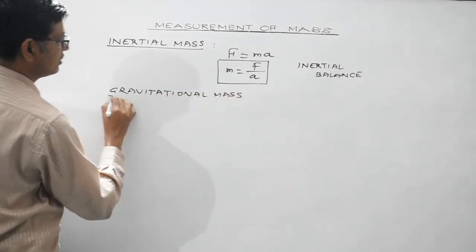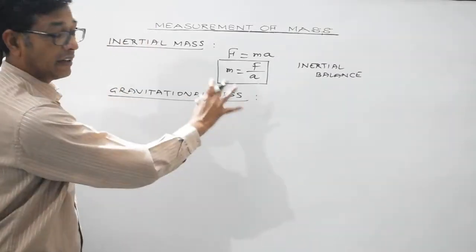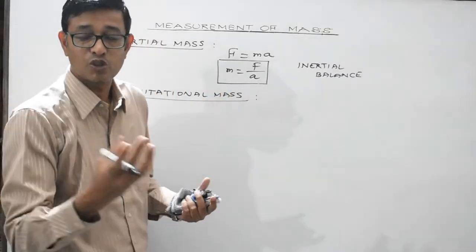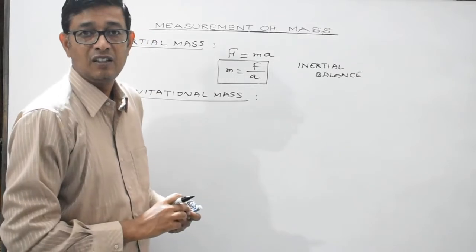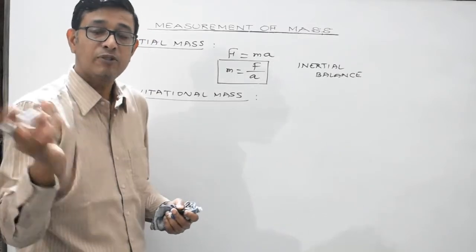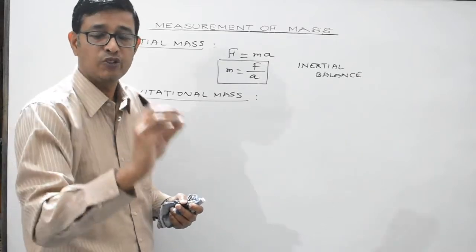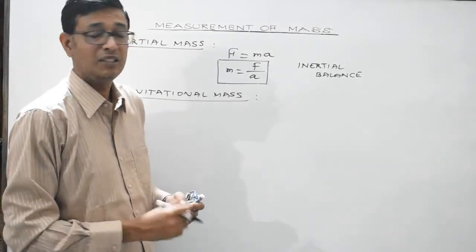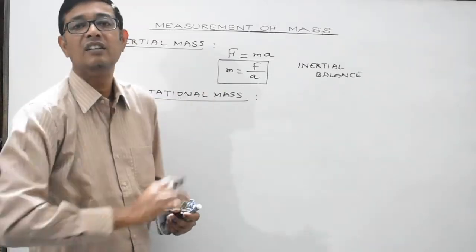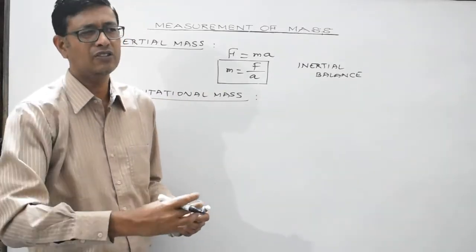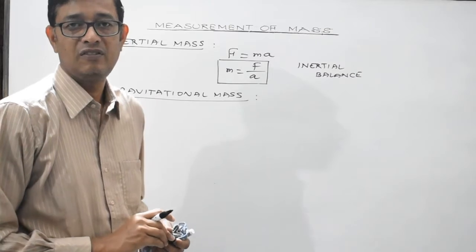Now, as the term suggests, gravitational mass should be under the influence of gravity, right? So, in the absence of motion, if the body is only and only under the influence of gravity, then the mass of the body measured is known as gravitational mass. It gives the measure of gravity actually, right?